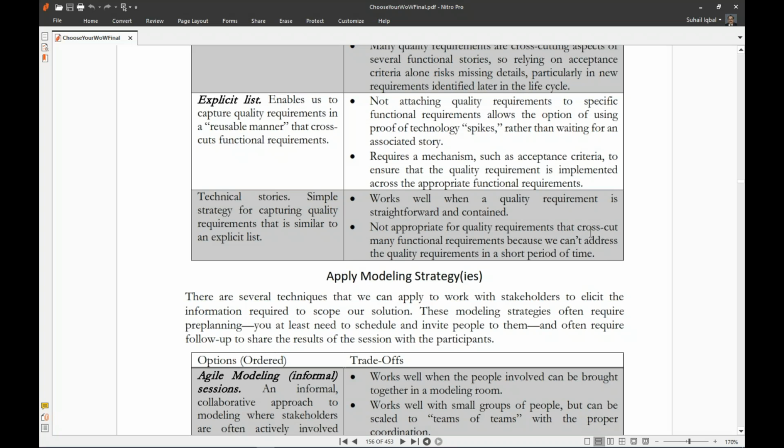Technical stories, a simple strategy for capturing quality requirements that is similar to an explicit list, works well when a quality requirement is straightforward and contained. Not appropriate for quality requirements that cross-cut many functional requirements because we don't address the quality requirements in a short period of time.